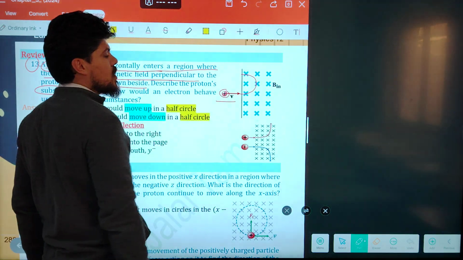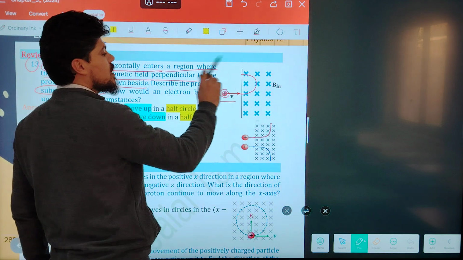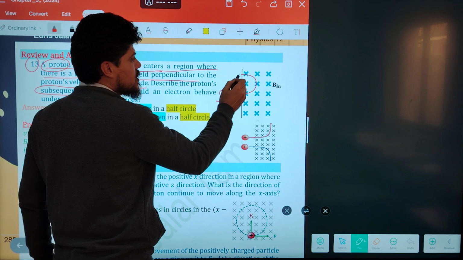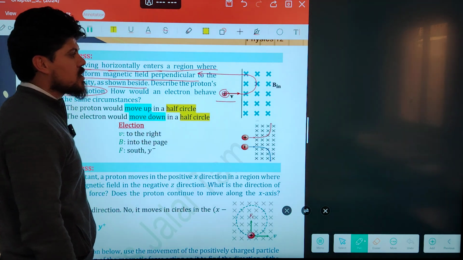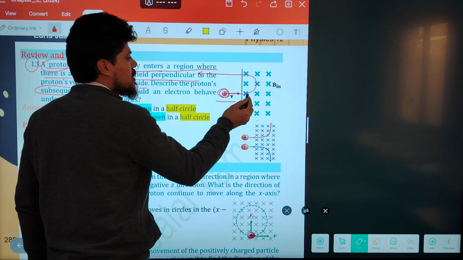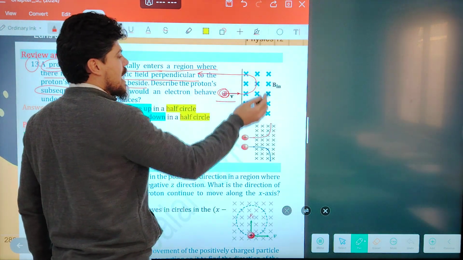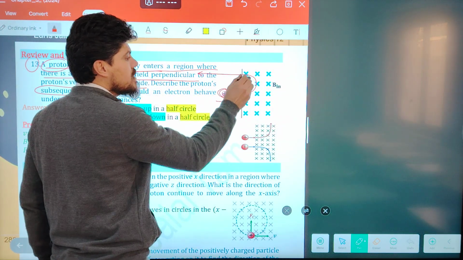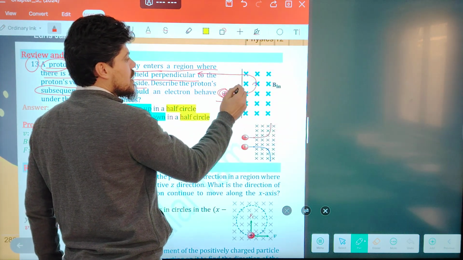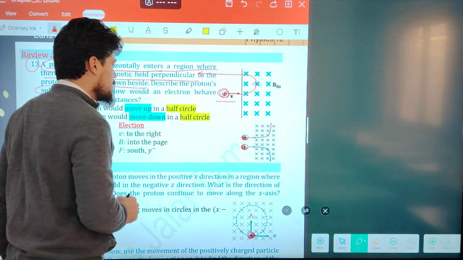But the circle does not complete here. Why does this circle not complete? Because there is no magnetic field here. So that is why the charge is moving in a straight path. So the proton will curl in a semicircle, a half circle. Why is this a half circle? The field is into the page, so it becomes counterclockwise, and there is no field here.